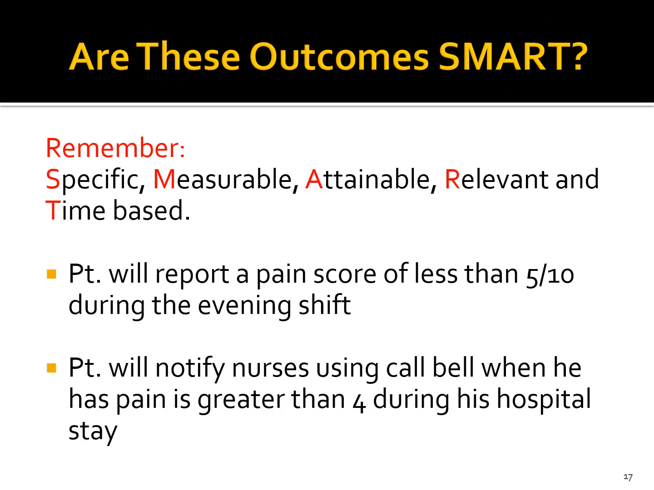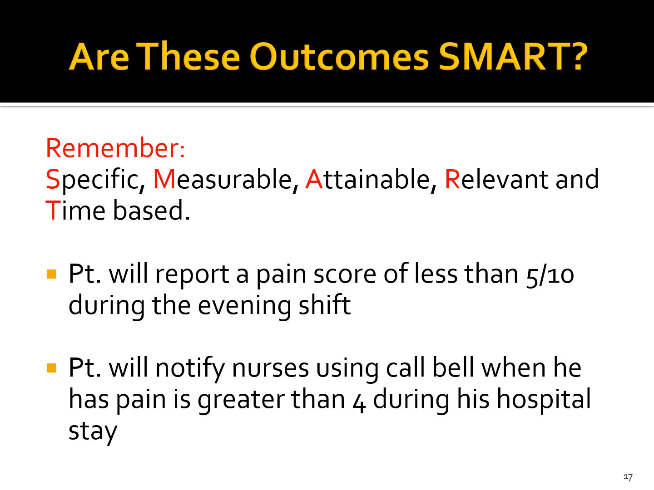Next, we have to double check if these outcomes are SMART. Are they specific, measurable, attainable, relevant, and time-based? Patient will report a pain score of less than 5 out of 10 during the evening shift. Is that specific? Yes. Is it measurable? Yes, we have the 5 out of 10. Is it attainable? Yes, he's got oxycodone that can help his pain. Is it relevant? Most certainly relevant to his needs. And does it have a time base in there? Yes, during the evening shift. So outcome number 1 is a correct outcome.